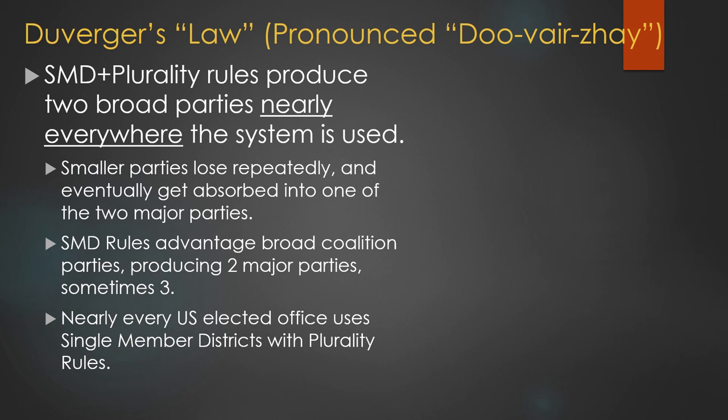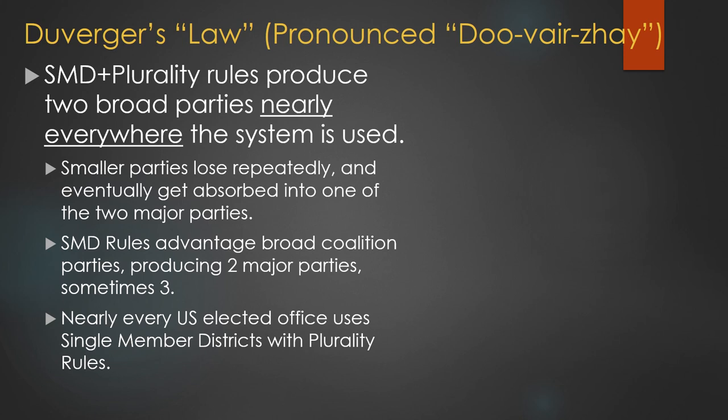It's pretty close. What Duverger discovered is that countries with single-member district systems and plurality rules nearly always produce two broad political parties everywhere in the world that the system is used. When he was writing in the 1950s, the only example he was able to come up with of a system that used a single-member district system and did not have a two-party system was India. All the other systems in the world that use this ended up with a two-party system. And sometimes you end up with a meaningfully competitive third party, but that was very rare. Most of the time you just end up with two major political parties.